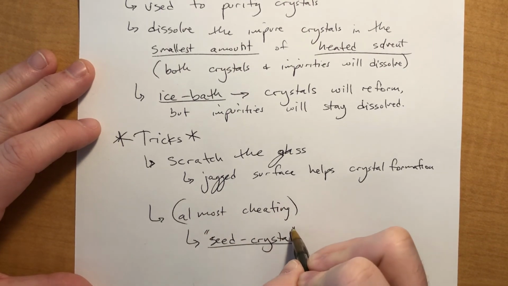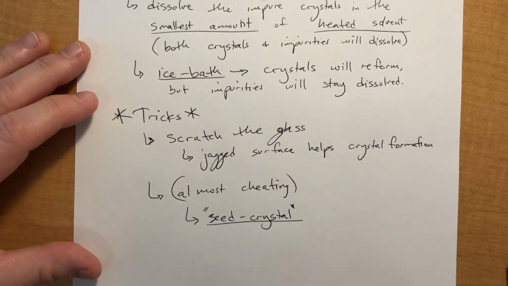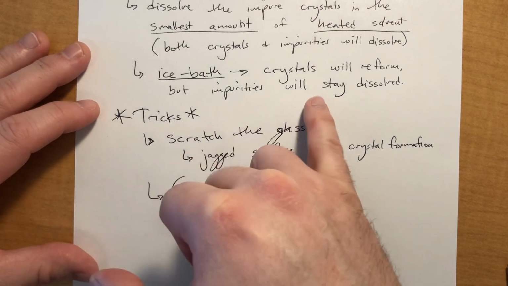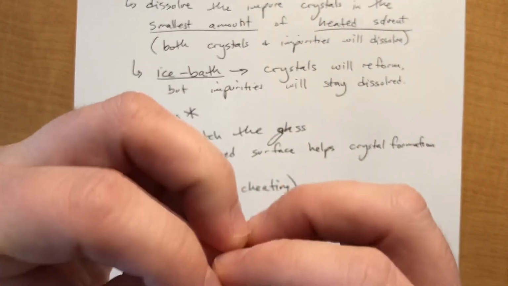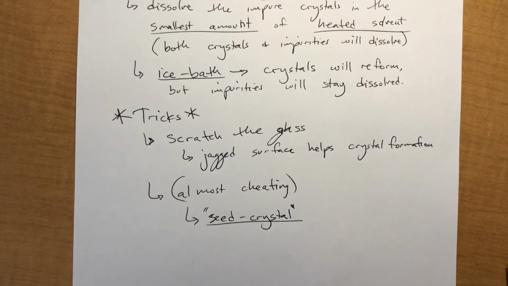There's a couple ways to do this. The most cheater way is if somebody else has some and you just take one little crystal of it and throw it in your stuff. If it's cold, it won't dissolve because it's below the temperature, and it'll give a place for the other crystals to form around, and all of a sudden your stuff will just fall out of solution. But stealing somebody else's stuff to put it into your beaker is kind of cheating, and you can't always guarantee you're going to have that.